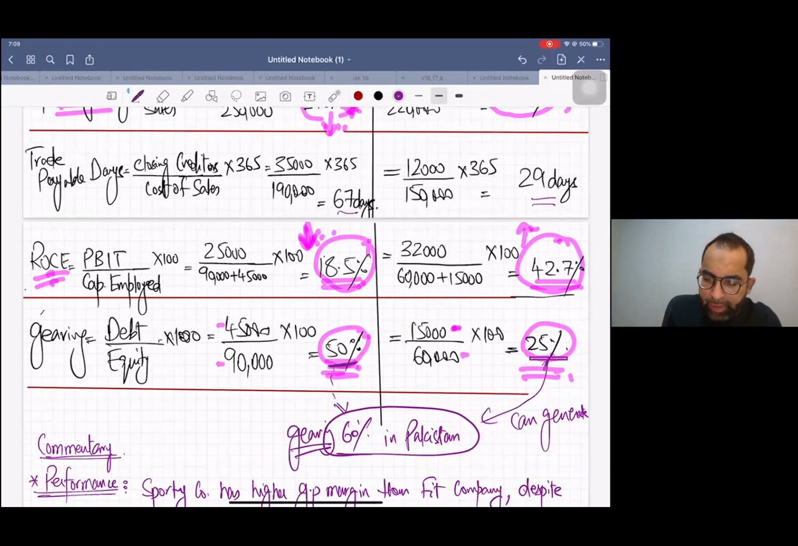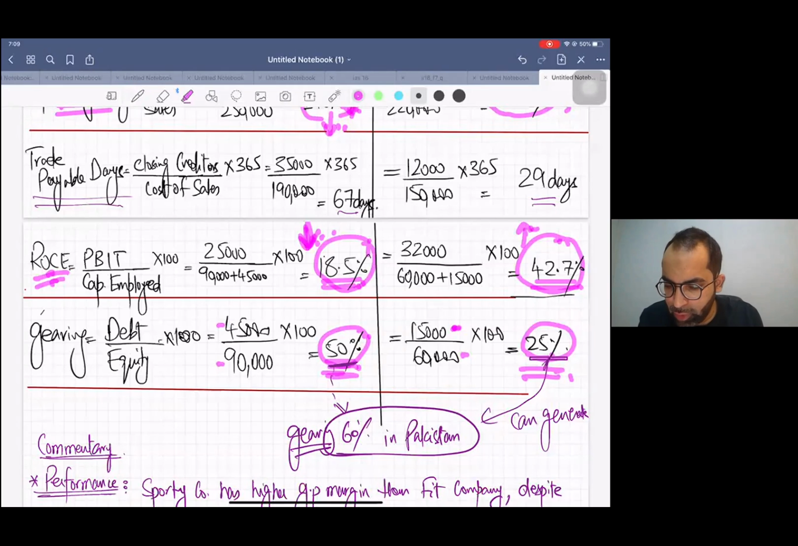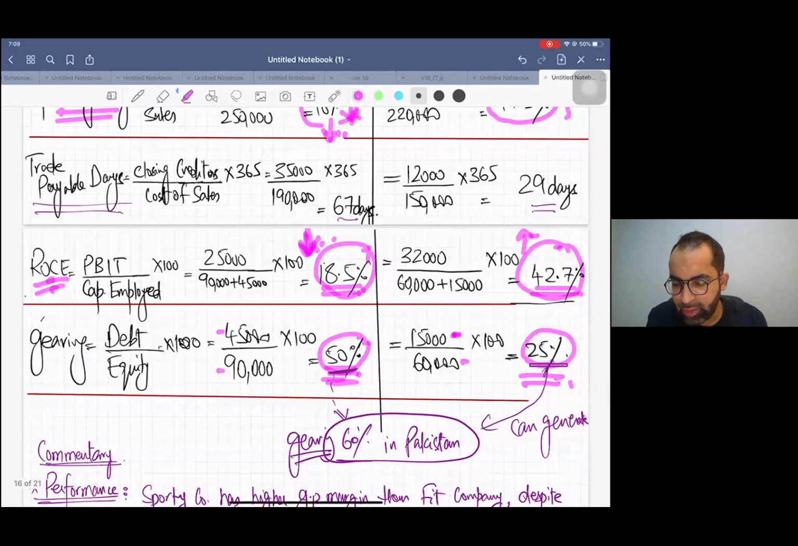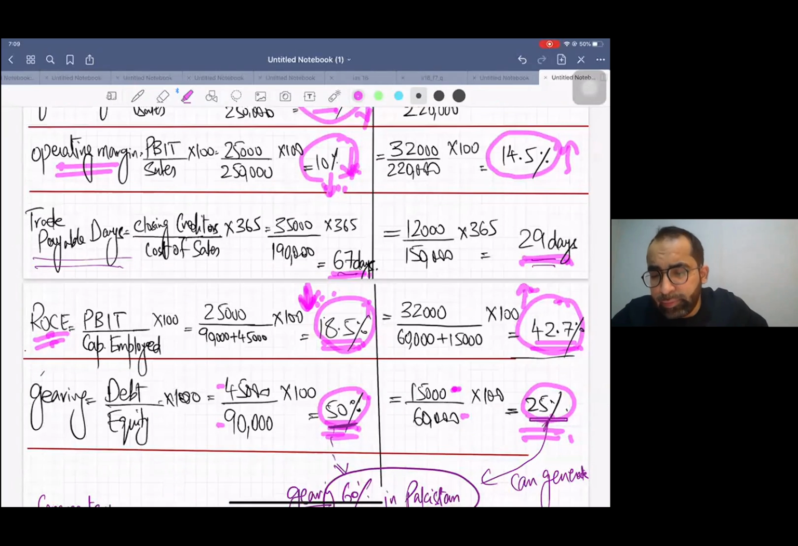Now, one last thing: trade payable days. Trade payable days of Sporty is just 29 days and of Fit it's 67 days. That means Fit company cannot pay its trade creditors on time. Or you can say Fit company has liquidity issues, and you can prove it as well. You can connect it, and the proof is the cash balance. Fit company is running out of cash, has a low cash balance. That's why Fit company can't pay its creditors on time. This is one of the possibilities.